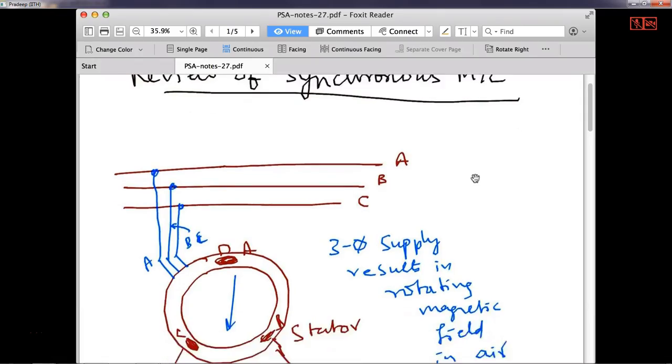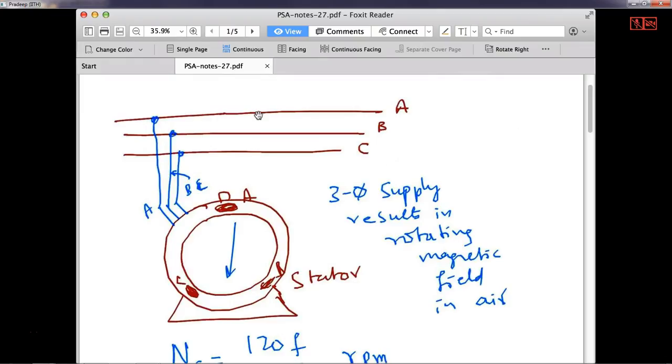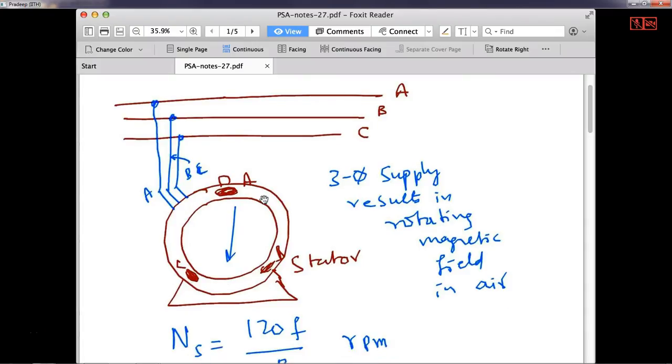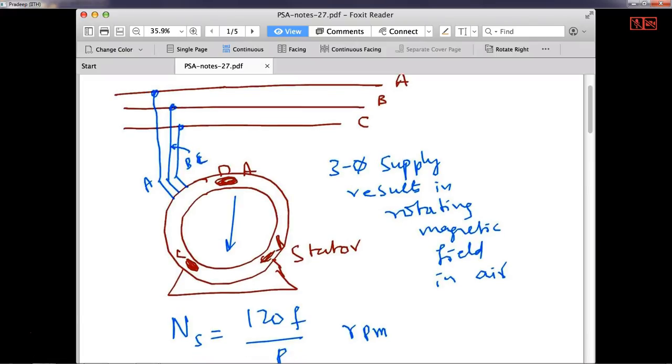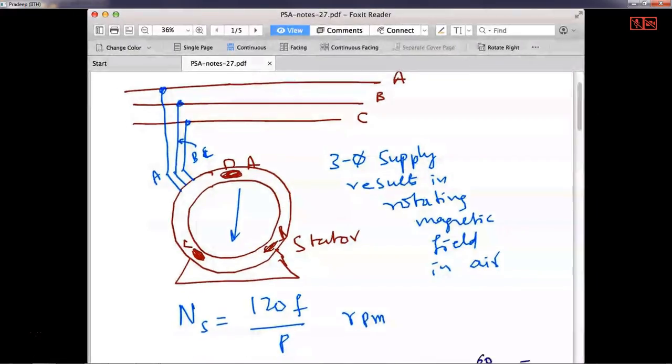So what I've done is this is the three-phase supply: line A, line B, and line C. And the stator of a synchronous machine with a three-phase winding is connected to the three-phase main supply. And the frequency of the supply is F. So you know that if I connect the stator to a three-phase supply with frequency F and the number of poles is P, then the synchronous speed Ns is given by 120 F by P. This is a very, very well-known expression.